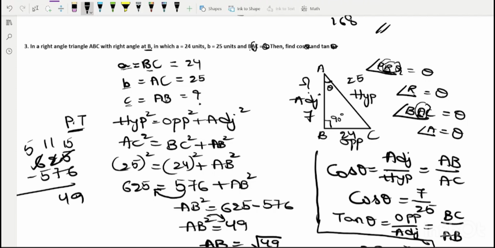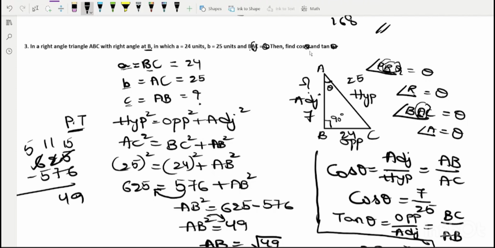We need to find the side C, which is AB. For finding the unknown value in a given triangle, we use Pythagoras theorem: hypotenuse square equals opposite square plus adjacent square. Hypotenuse is AC, opposite is BC, and adjacent is AB. We substitute the values here and find them out.